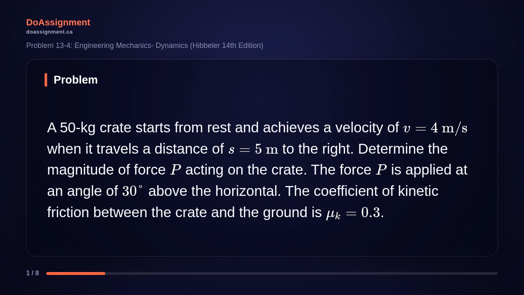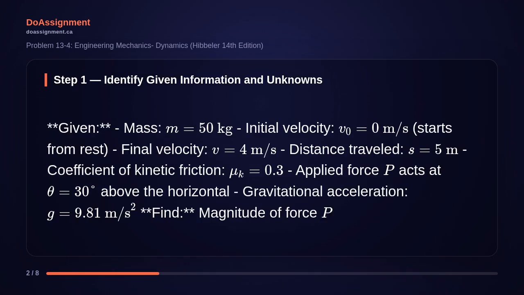Now, let us work through the solution step by step. We are given a 50-kilogram crate starting from rest that reaches 4 meters per second after traveling 5 meters. Force P is applied at 30 degrees above the horizontal, and the kinetic friction coefficient is 0.3. We need to find the magnitude of P.